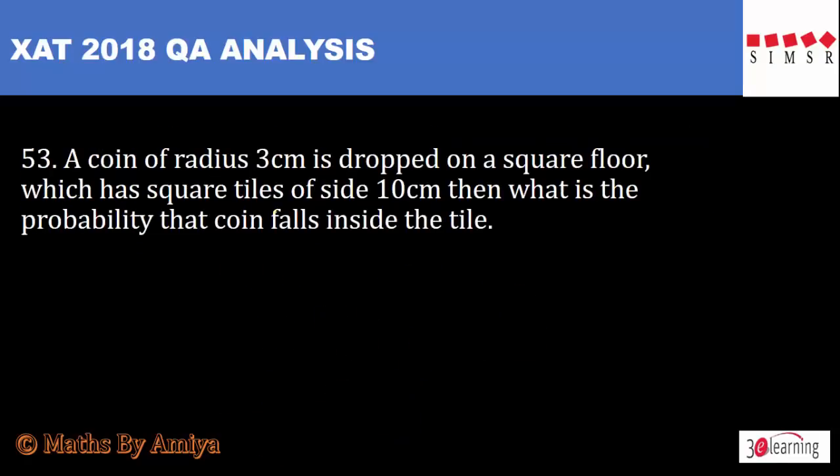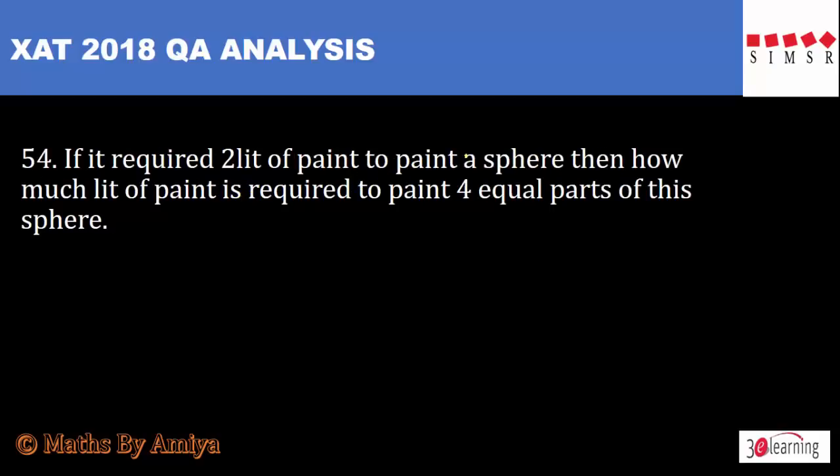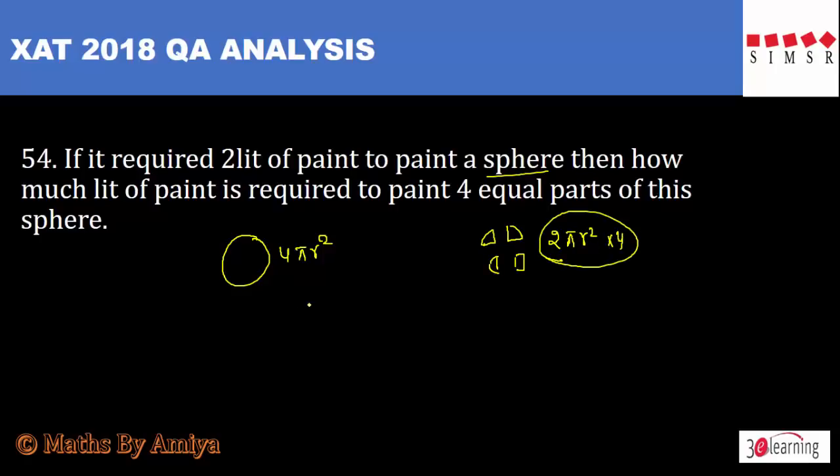Question number 53 is the probability question. This one again an easy question, if you know it. It is a question of mensuration. Here we just need to find the ratio of surface area. The surface area of the sphere is 4 pi r square, and the total surface area of all 4 quarter spheres is nothing but 2 pi r square, which is for the 1, into 4 is 8 pi r square. So the surface area ratio is 1:2. For the 1 ratio we need 2 liter of the oil or the paint. For the 2 ratio we need 4 liter of the paint. So the answer is 4 liter.